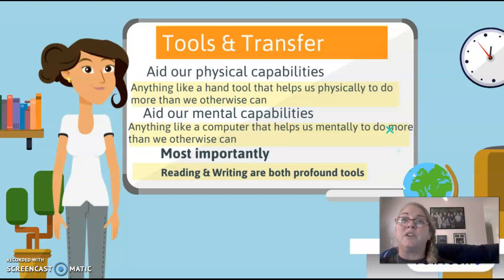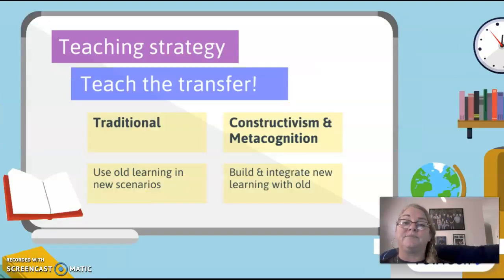It could be a computer, it could be a calculator, it could be an Excel spreadsheet that helps you do higher math functions faster than what you normally can. But most importantly, reading and writing are both profound tools that we can use, because as we're reading, as we're writing, we're also doing in our mind. And so as we're doing in our mind, it's getting into our subconscious, and it's actually opening up a doorway for us to automatically learn. And so it's one of the very most important things that we can do is read and write.